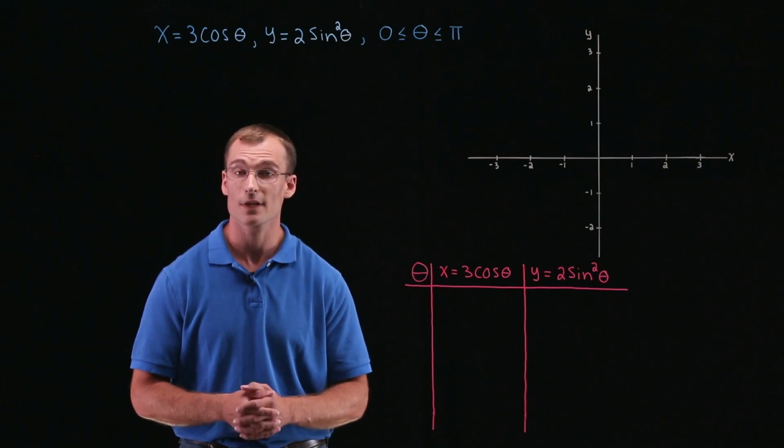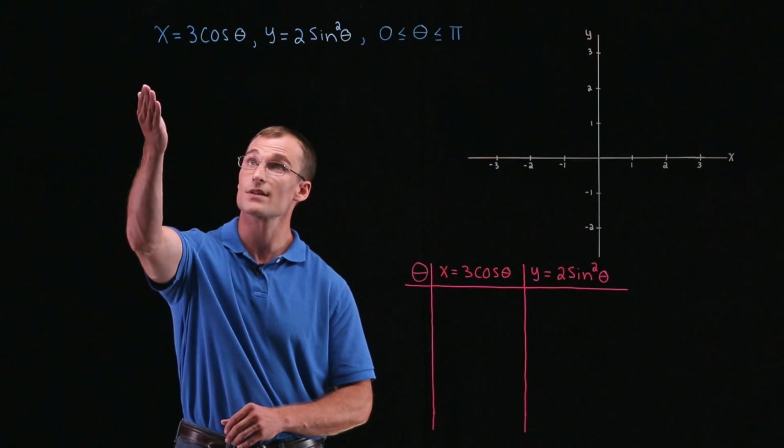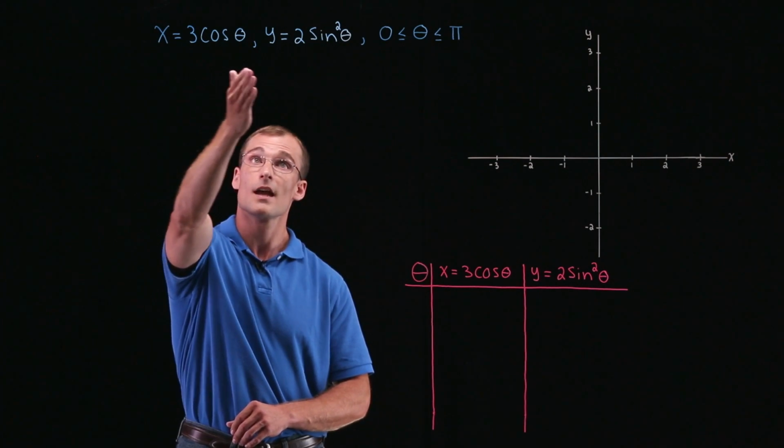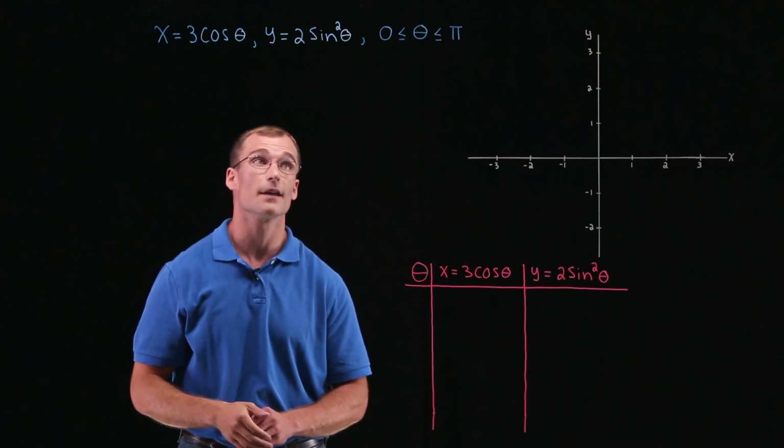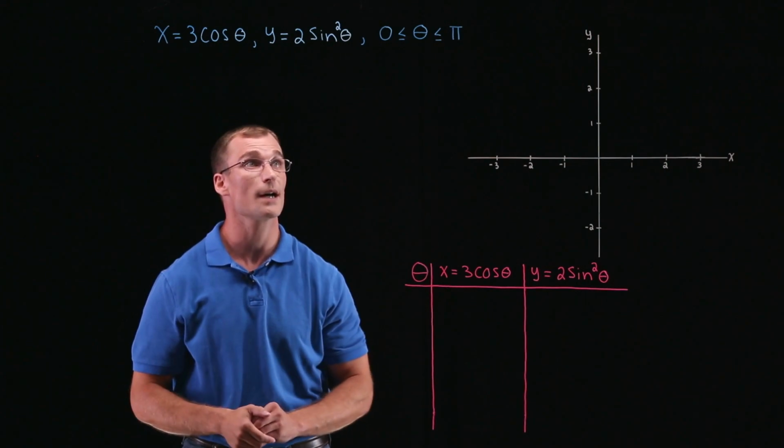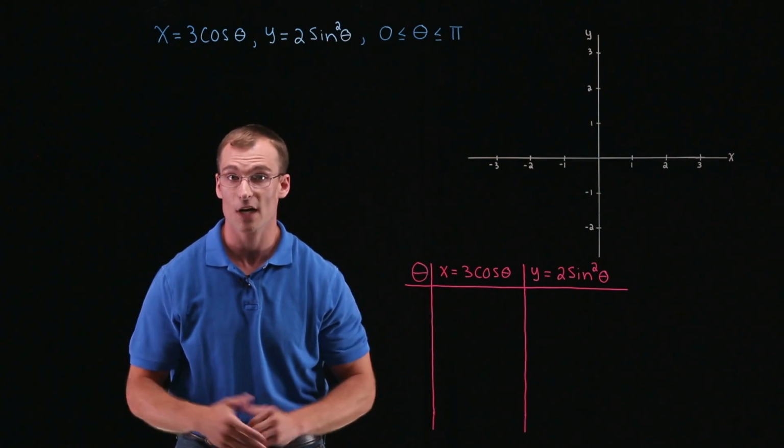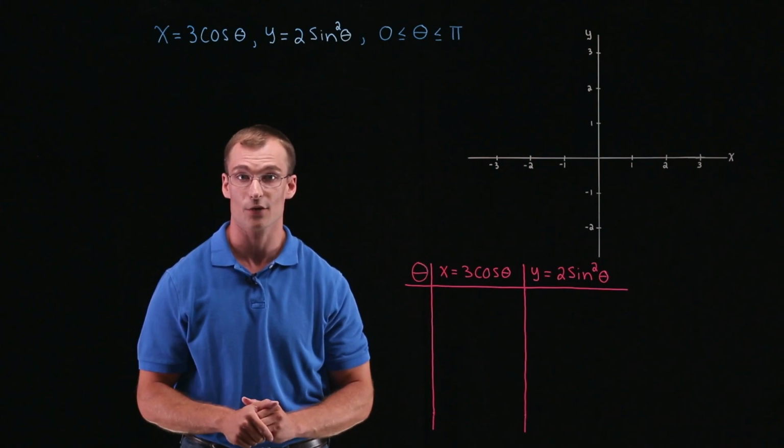Hello everybody, I'm Adam. In this problem, for the given parametric equations, which we have as x equal to 3 cosine theta and y equal to 2 times sine squared of theta, where theta is between 0 and pi, we're going to try and sketch and describe the orientation of the graph of these parametric equations.